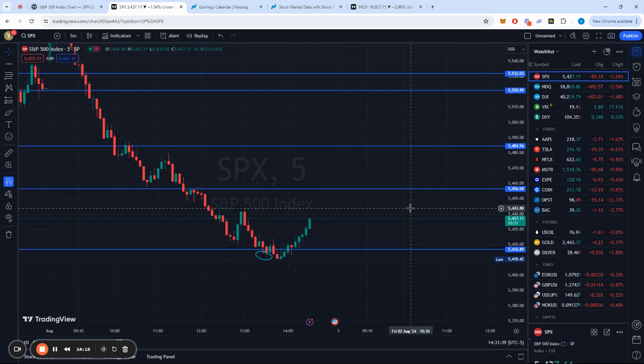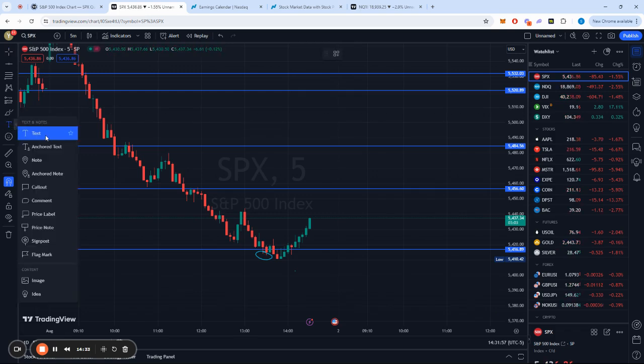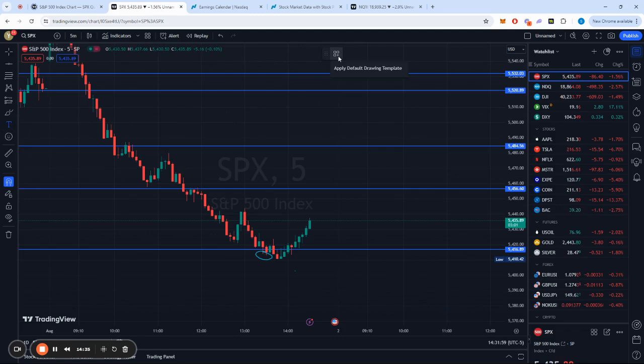There it goes. There's the breakout. There it is. There's the breakout. The much needed breakout. And at this point, we're going to set stop losses.